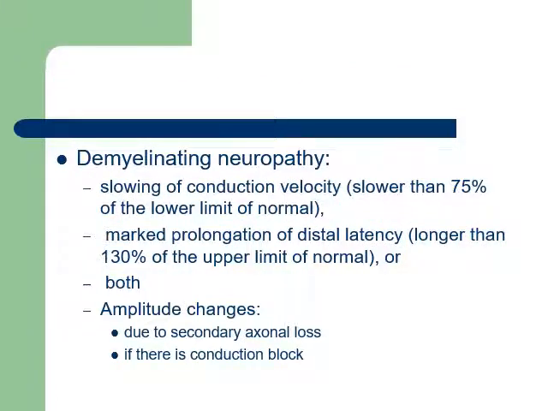While in demyelinating neuropathy, the main brunt would be on the conduction velocity. It would be slower than 75% of the lower limit of normal, and the prolongation of distal latency would be marked, not like the axonal form. It would be longer than 130% of the upper limit of normal. Sometimes both are present together. Amplitude changes might happen when we do have secondary axonal loss, or if the patient has what's called conduction block. Conduction block is sometimes seen with local compression.